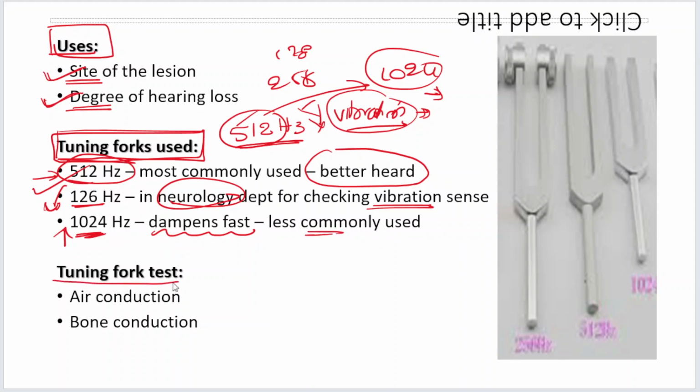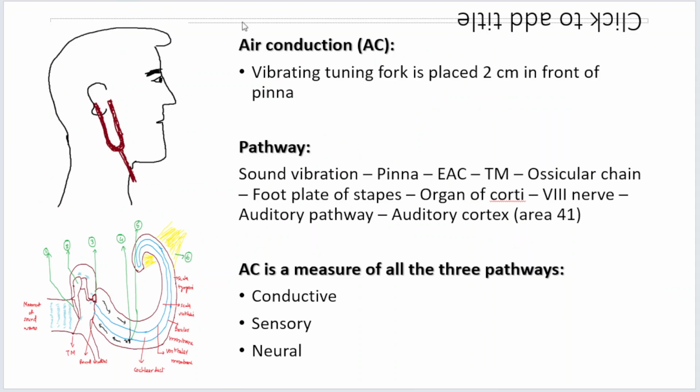With the tuning fork, we test for air conduction and bone conduction. Now, how do we do air conduction? For air conduction, we take a vibrating tuning fork. How do you vibrate a tuning fork? You vibrate it on the elbow or on the sole of your shoe, and then you place the vibrating tuning fork 2 centimeters in front of the pinna. So this is how you vibrate the tuning fork and place it in front of the pinna.